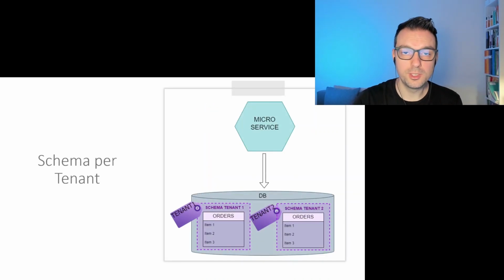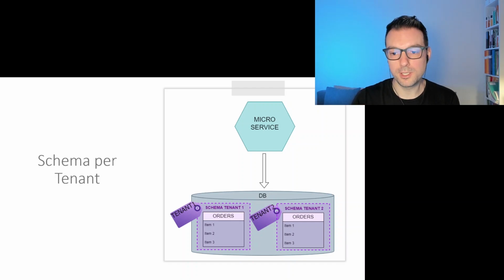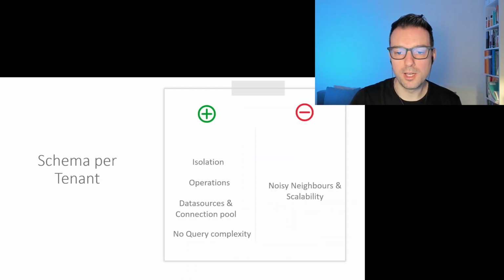And finally, we see the third approach, which is schema per tenant. We have a single application and a single database, and within it, we assign a schema to each tenant. So onboarding a new tenant means cloning the schema and the entire set of tables within it and assigning the new schema to the new tenant. We have a good level of isolation.